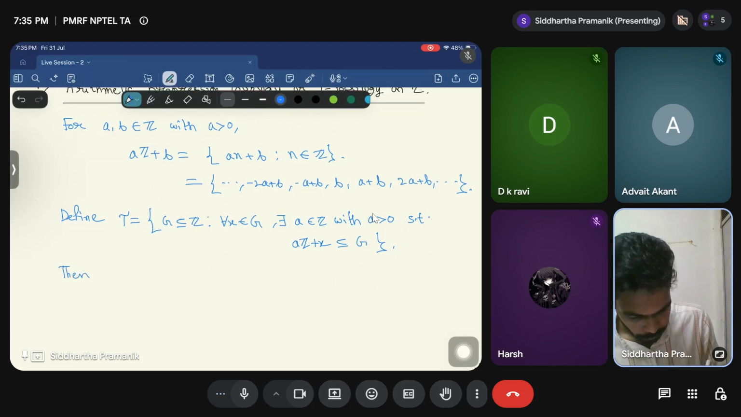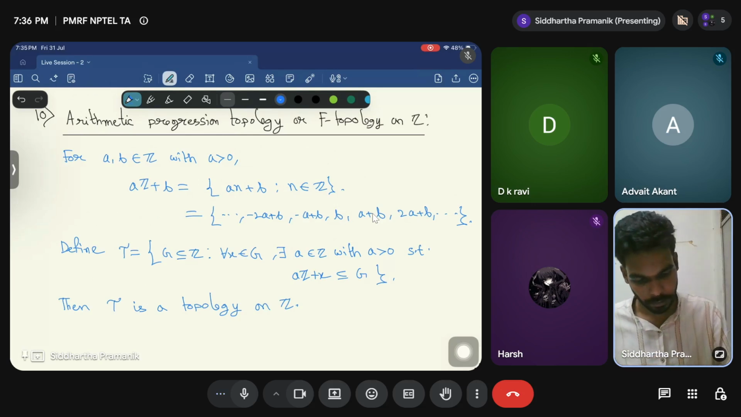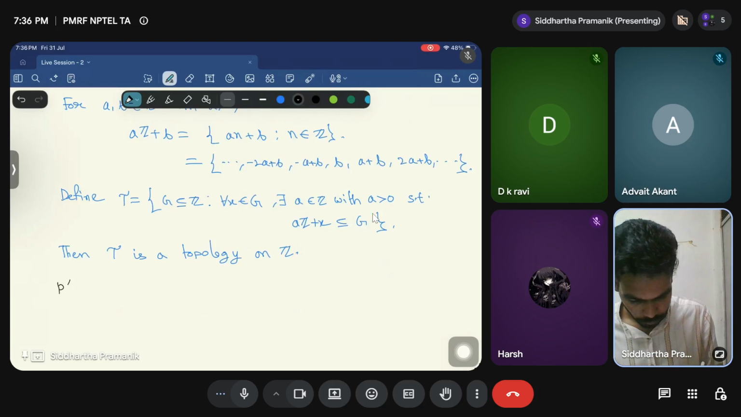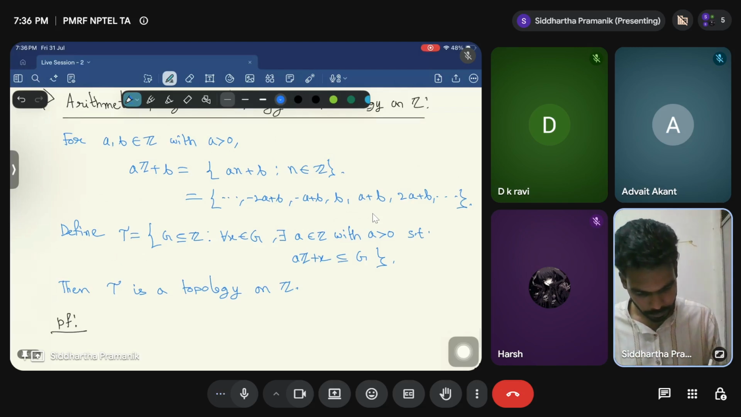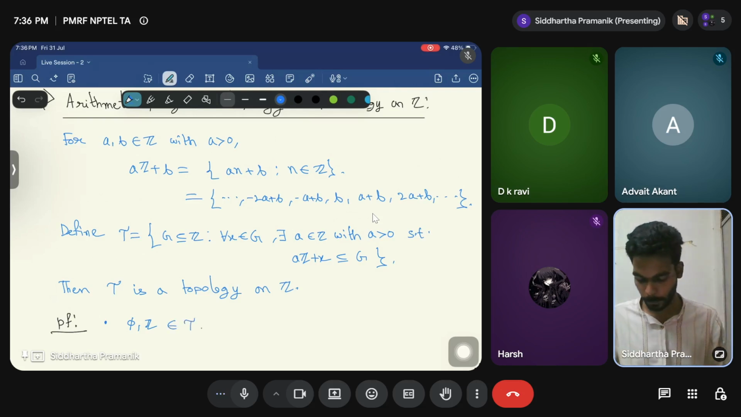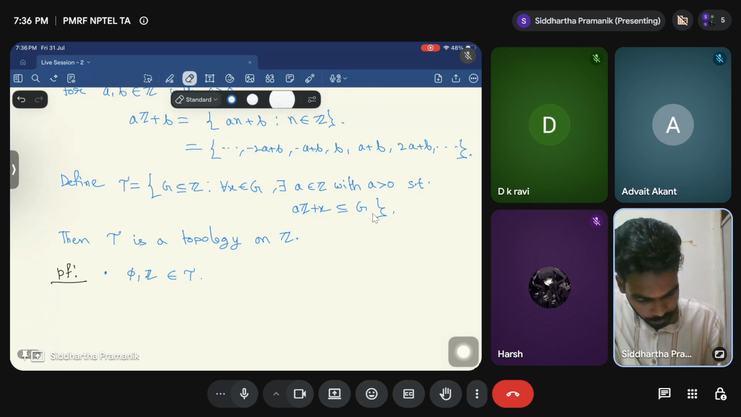Then tau is a topology on Z. This is known as the arithmetic progression topology on Z. Maybe let's prove this. The empty set and the whole set is clearly there. So empty set and whole set Z, it will be there. It is just trivial. Now prove the finite intersection axiom.